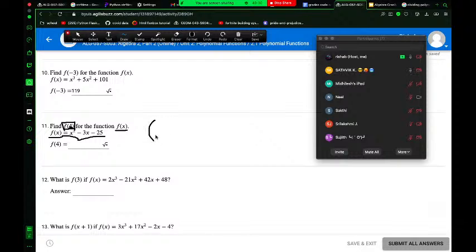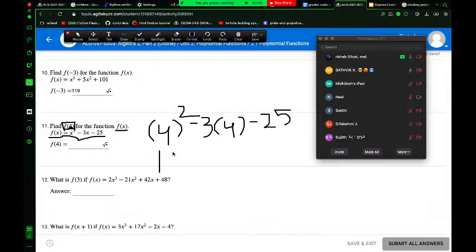So yeah. Okay. So you do 4 power of 2. 4 to the power of 2 is 16. Yeah, times 4. And then you do 3 times 4. And you do minus 25. So it's 16 minus 12. Okay, 12 minus 25.